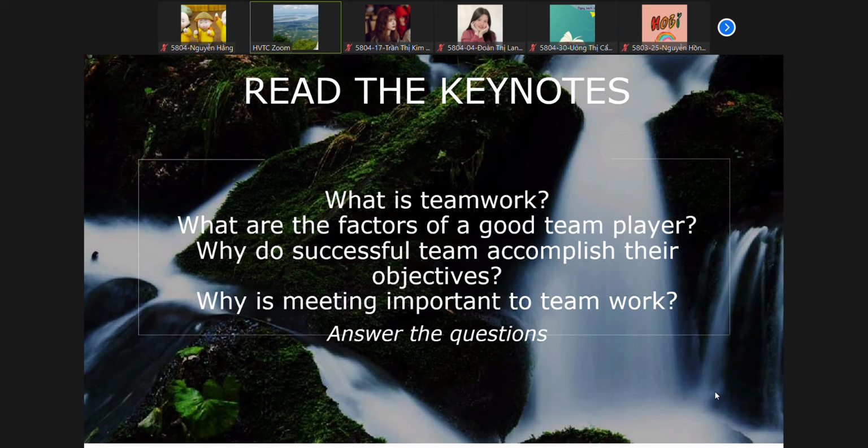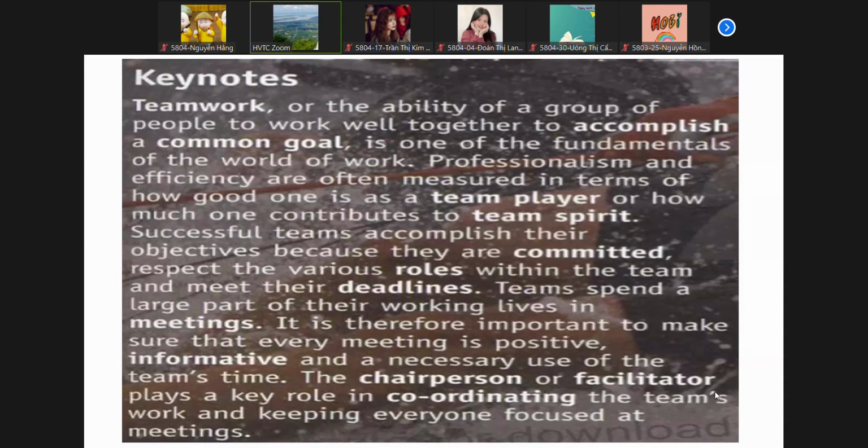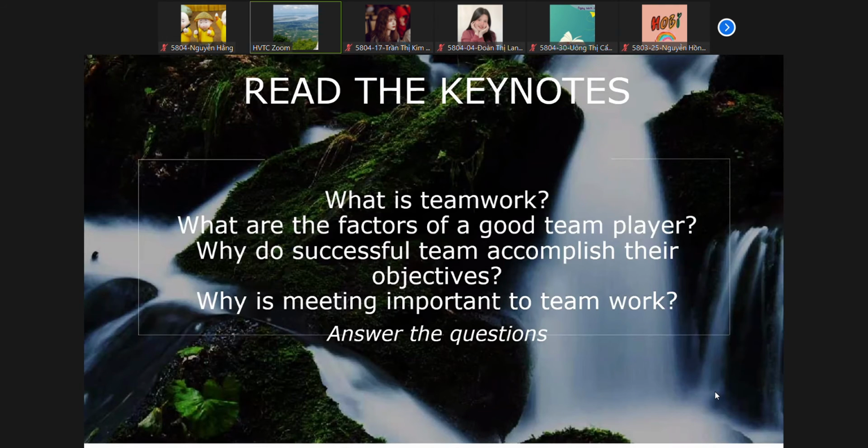The first question is, how do you define teamwork? And then, what are the factors of a good team player? Why do successful teams accomplish their objectives? And then why is meeting important to teamwork? So now spend about 1 or 2 minutes to look at the keywords and then try to answer the 4 questions here. Please spend about 1 minute to read the questions.